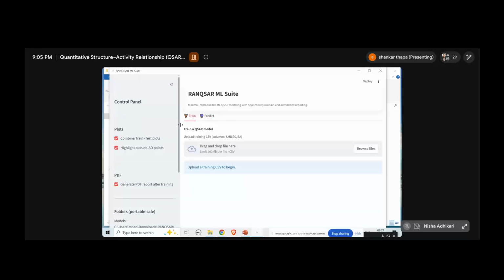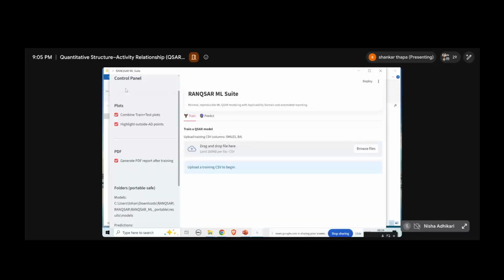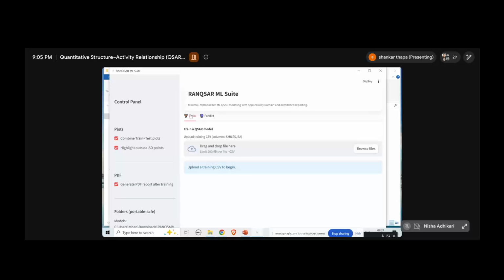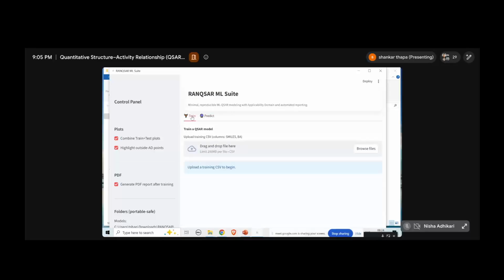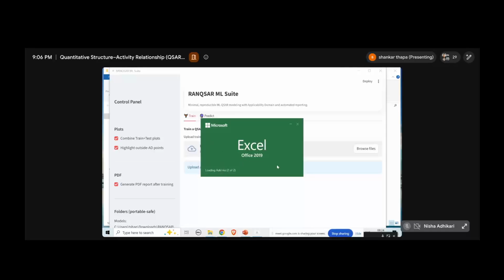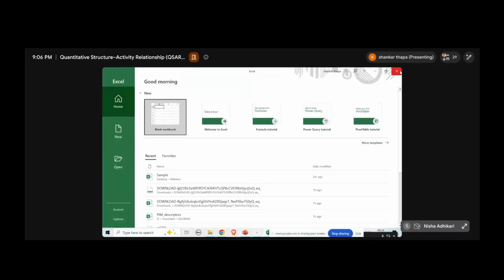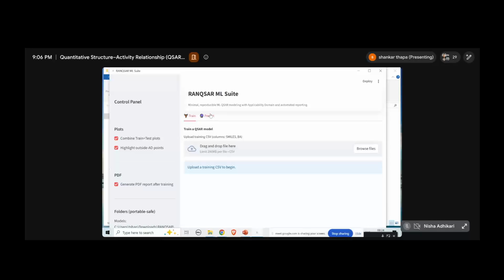So after downloading, you get these types of panels. This left side is the control panel. Make sure all the checklist items are there. Okay, so generate PDF reports, and then this is the training window. And if you click here, this is the predict window. First we will develop the QSAR models and validate them under this training option. After validation, we can predict the biological activity of newly designed compounds through this predict window.